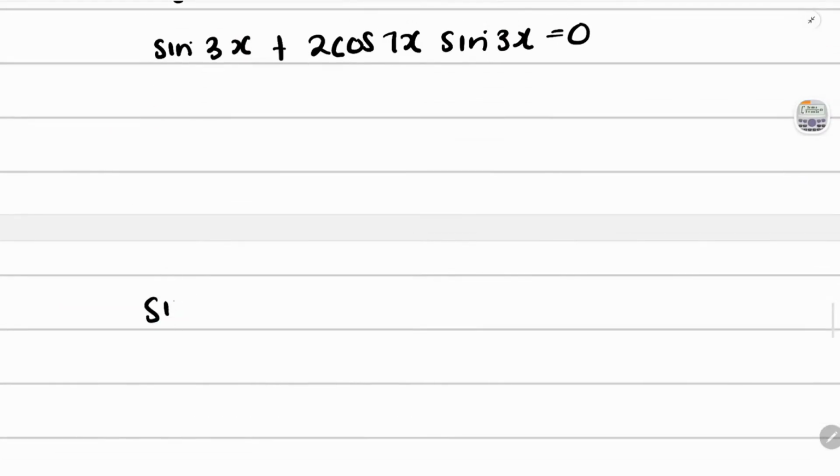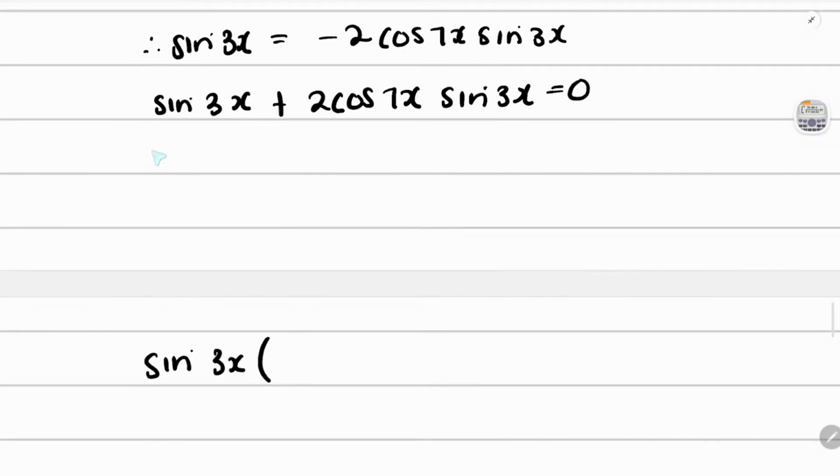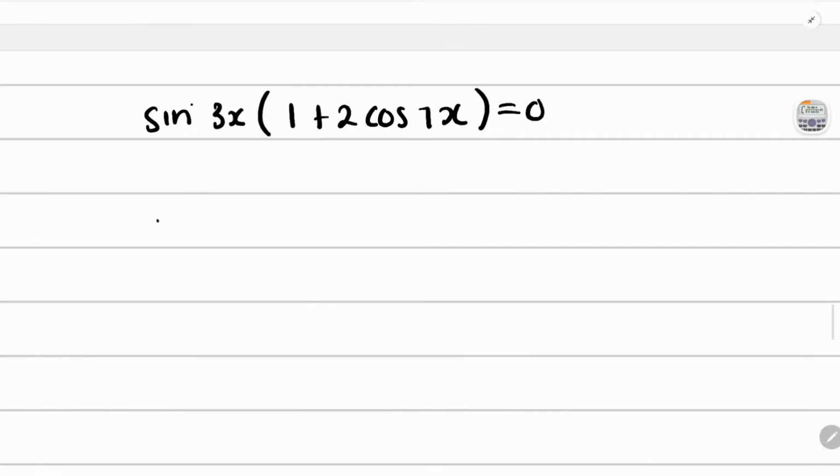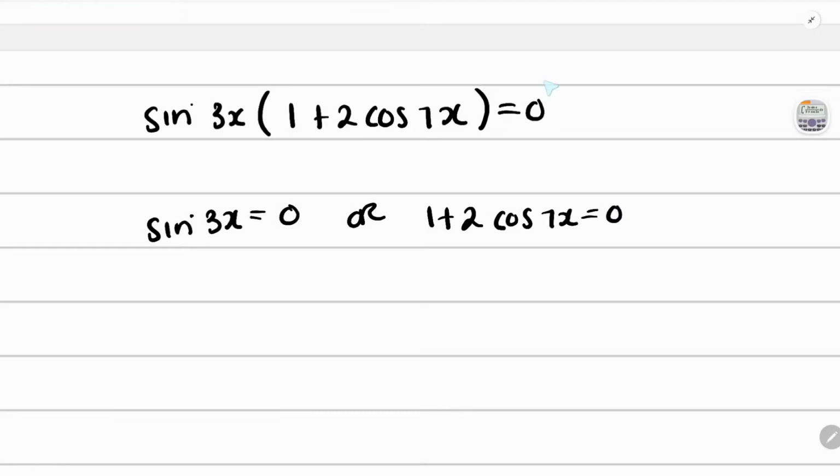So we have sine 3x, and when we take that out, what is left in the first term? It's just going to be 1. And in the second term, we have positive 2 cos 7x left, and then is equal to 0. So we have something times something gives you 0. And so sine 3x is either equal to 0, or we have that 1 plus 2 cos 7x being equal to 0.